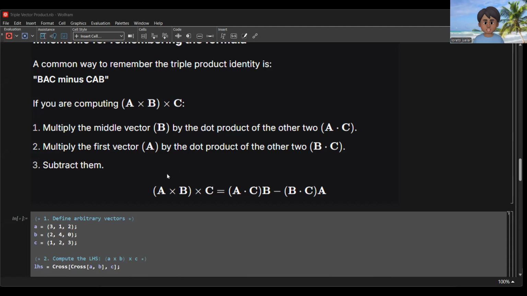We can use the logic of this definition with other terms. For example, B cross product with A, cross product with C. We can permute the vectors here, for example BAC, we can have CAB. So we can use this logic.